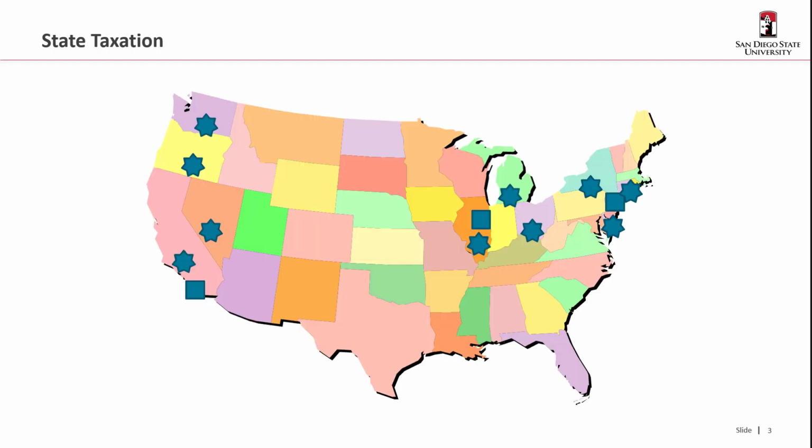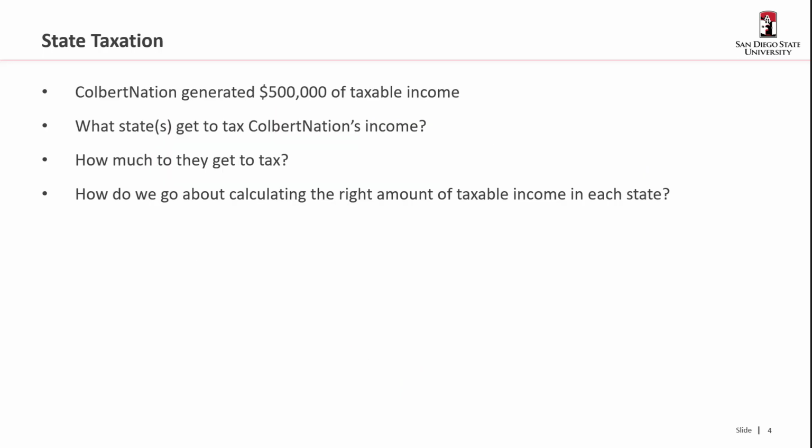If we were to look at Colbert Nation on a map, we'd see they have lots of things going on in lots of states, and maybe some things going on in states that aren't marked on this map. All the states are on this map, but they don't have a star or a square. So if Colbert Nation generates $500,000 of taxable income, how do we decide what states get to tax Colbert's income? How much of it do they get to tax? And how do we go about calculating the right amount of taxable income in each state?